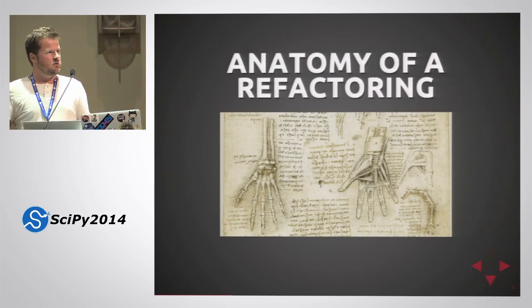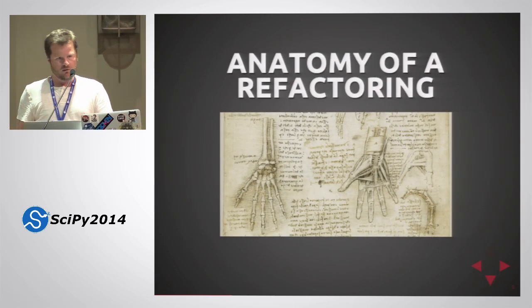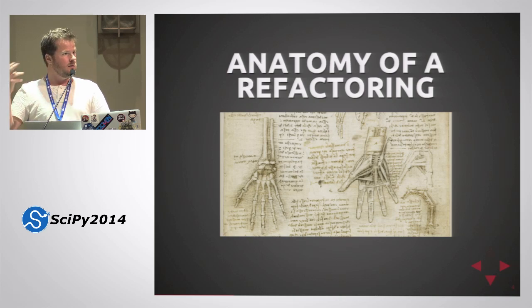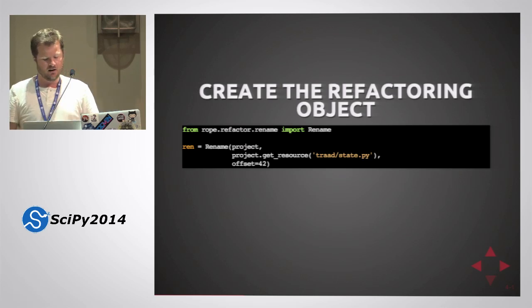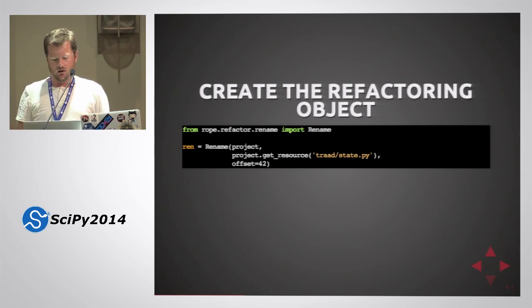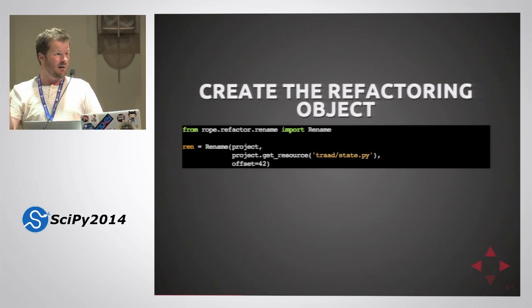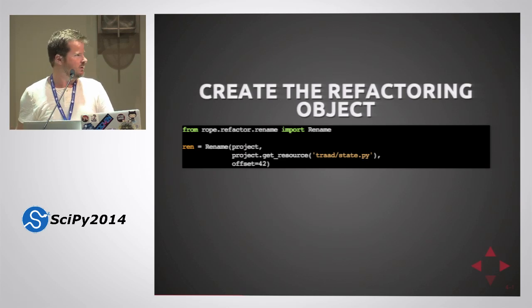So how does the refactoring work? I'm giving you two moving parts here. What does refactoring do in Rope? What does it look like? The first thing you do is you create a refactoring. In this case, we're creating a rename refactoring with the project, and we've told it the resource we want to work on, and the offset is the location into the file, the number of characters into the file that we want to operate on. What you notice is missing there is we haven't told it what to rename to. We've just told it a place to do the work.